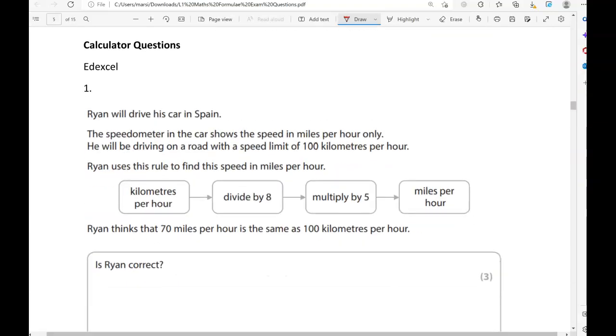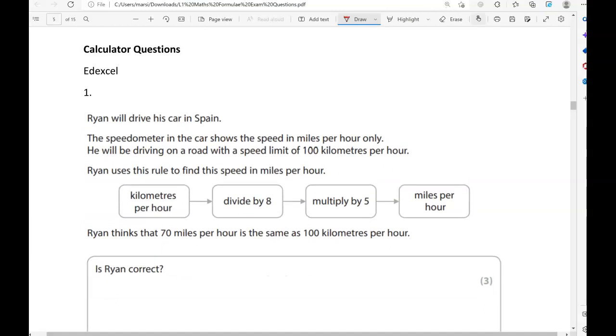From now on we can use a calculator. Ryan will drive his car in Spain. The speedometer in the car shows the speed in miles per hour only. He will be driving on a road with the speed limit of 100 km per hour. Ryan uses this rule to find this speed in miles per hour. Kilometers per hour, divide by 8, multiply by 5, gives us miles per hour. Ryan thinks that 70 miles per hour is the same as 100 kilometers per hour.